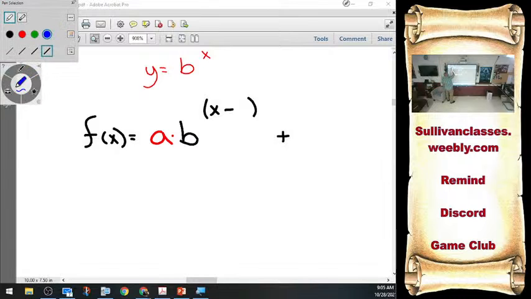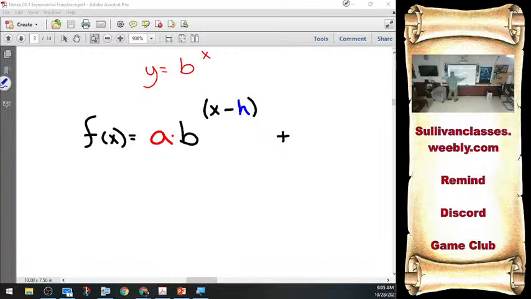What about horizontal translation, or big kid words? It's going to shift right and left. And remember, because it's grouped in with the x, it's bass-ackwards land. If they say to the x minus 5, I'm going right 5. Because every input that I have, I'm going to take 5 away from it. So it's going to take 5 units longer to get where I'm going.